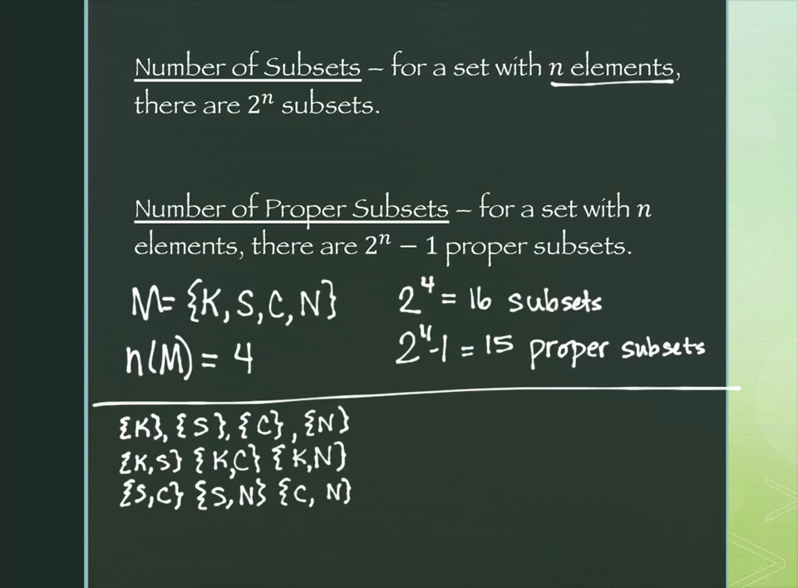Okay, so I've done sets that are 1. I've done sets that are 2. What's the next thing I'm going to do? Sets that are 3. So I'm going to put 3 people in a set. So we're going to try and keep the order the same so that we don't lose people. We can do KSC. What else could I do? KSN. What else? SCN. And I'm missing one.